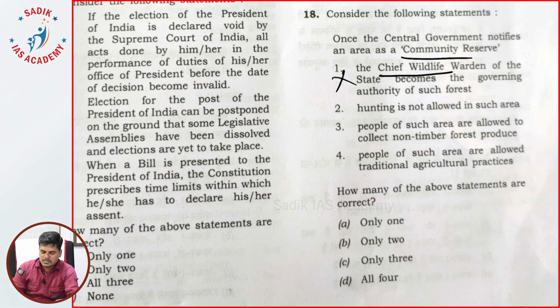Hunting is not allowed in such area, that is correct. People of such area are allowed to collect non-timber forest produce, that is also correct. People of such area are allowed traditional agriculture practices, that is also correct. Therefore, statement one is not correct. Therefore, only three statements are correct.